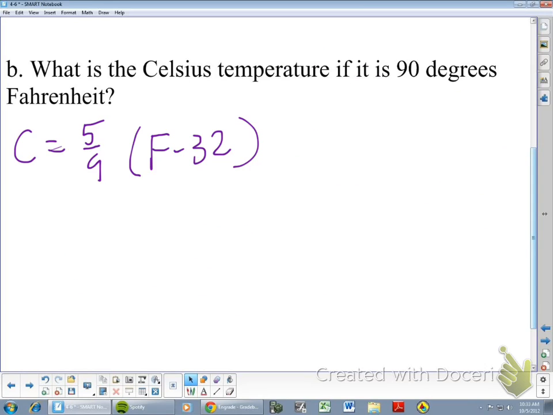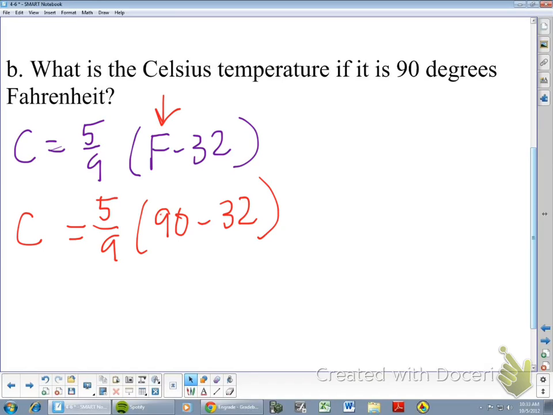Okay, now if I were asked to find the Celsius temperature, if it is 90 degrees Fahrenheit, I could use the equation that I just solved for C above, right? And I would substitute 90 degrees in the Fahrenheit position. So I'd have 5/9 times 90 minus 32, that's equal to Celsius. Okay, 90 minus 32 is 58, so I have Celsius is equal to 5/9 times 58. Okay, remember we put this over 1.